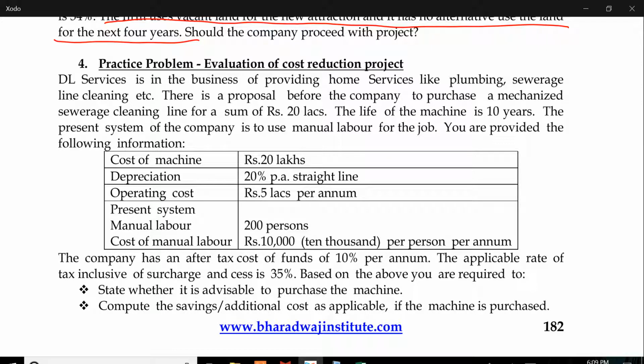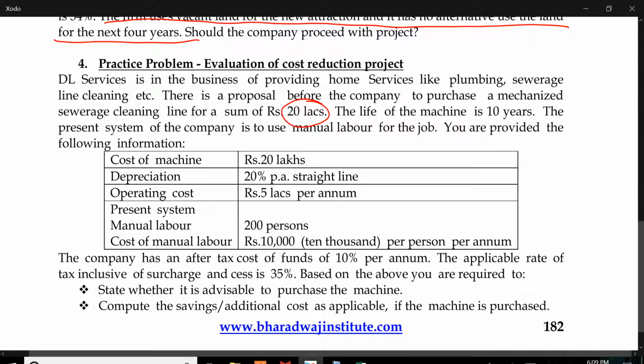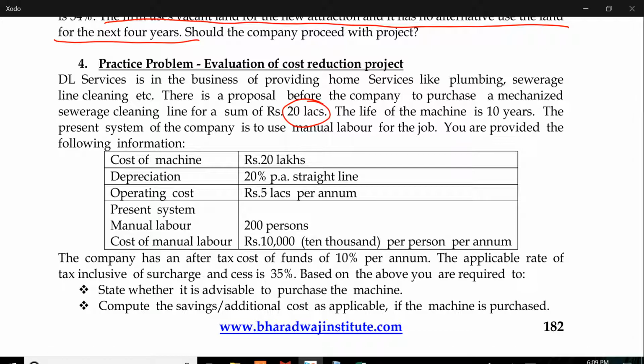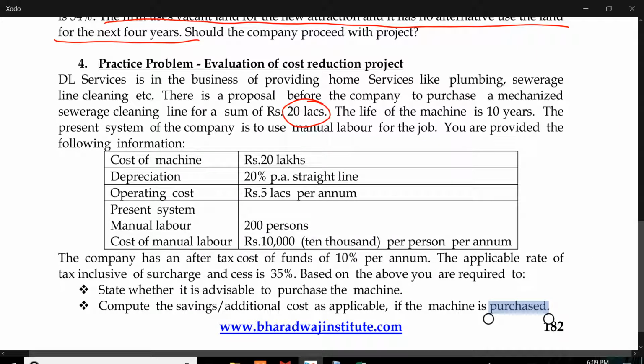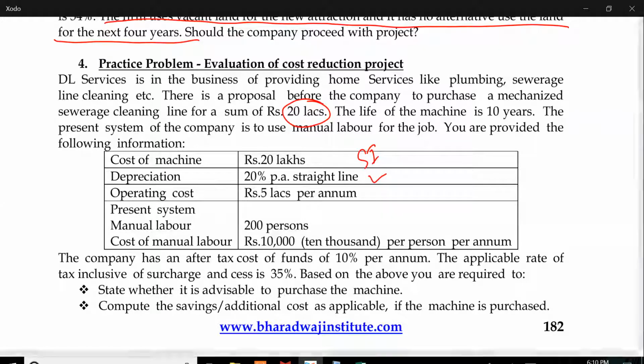Okay, now coming to this project, the company is planning to purchase a mechanized sewage line. The cost is 20 lakhs. The objective of this capital expenditure is to reduce cost. They are saying the present system uses manual labor. I'll buy, this is my initial outflow, step 1. Depreciation is technically calculated only for 5 years because they have said 20% per annum straight line. 20% means 1, 2, 3, 4, 5. In 5 years, it will become 0 value. I cannot claim depreciation after that because it will be fully depreciated.